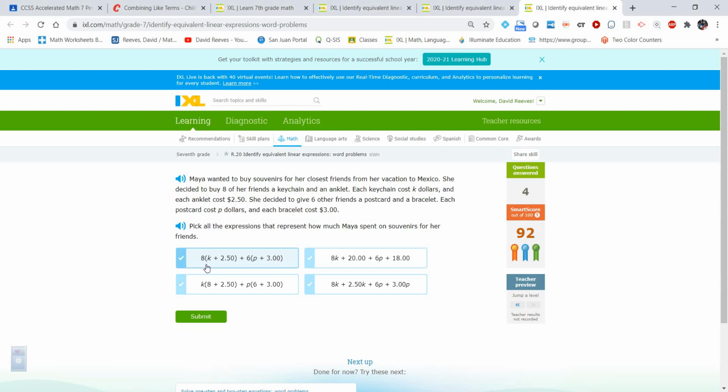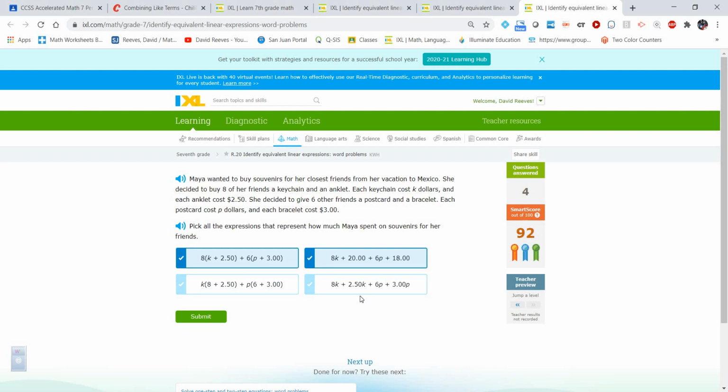Now, what happens if we apply the distributive property here? Well, 8 times K is 8K. 8 times 2.50, well, what's that going to be? 8 times 2 is 16, right? 8 times half of $1 is going to be 4, and 16 plus 4 is 20. So do you see how that simplifies to that? And how much you want to bet that simplifies to that? So those two are both correct.